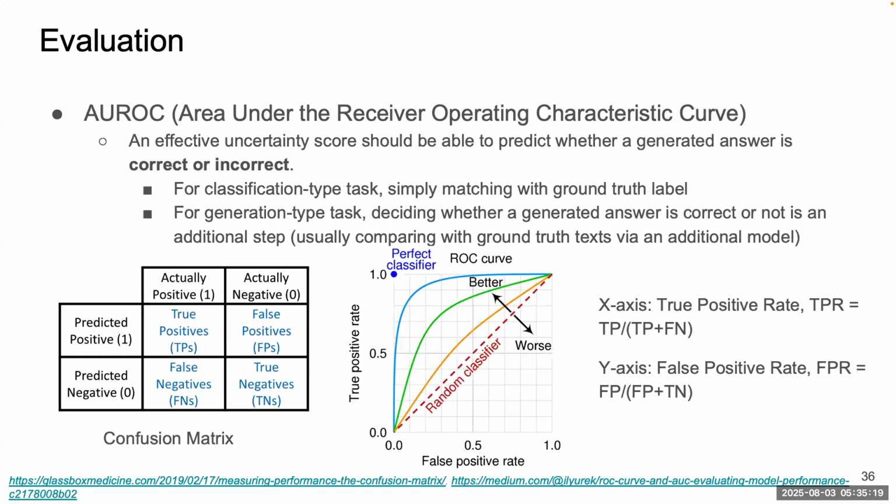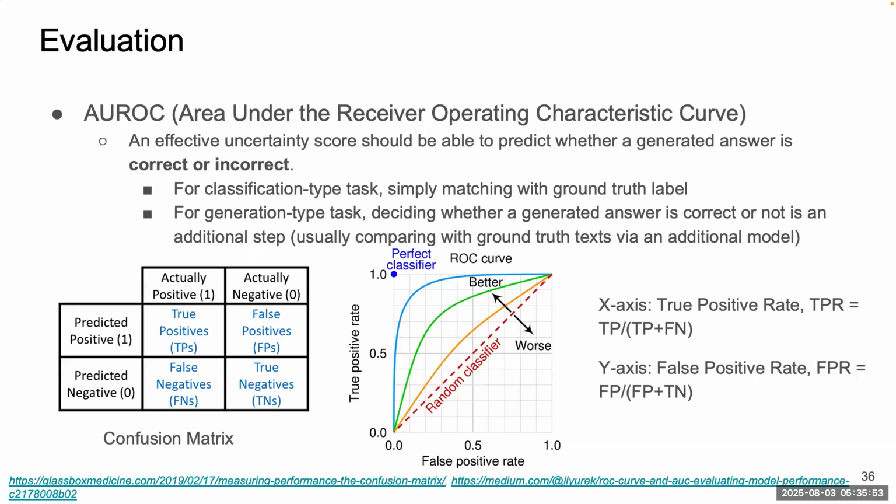So an expected uncertainty score should, intuitively, be able to predict whether a generated answer is correct or incorrect, right? If you have a very high uncertainty, it's highly expected that your model's prediction is going to be incorrect. And people use this metric readily; basically every paper will cover it. It is AUROC, which stands for the area under the receiver operating characteristics curve.